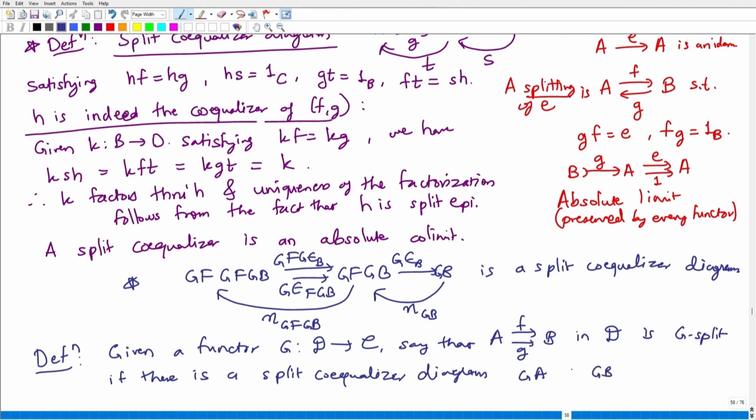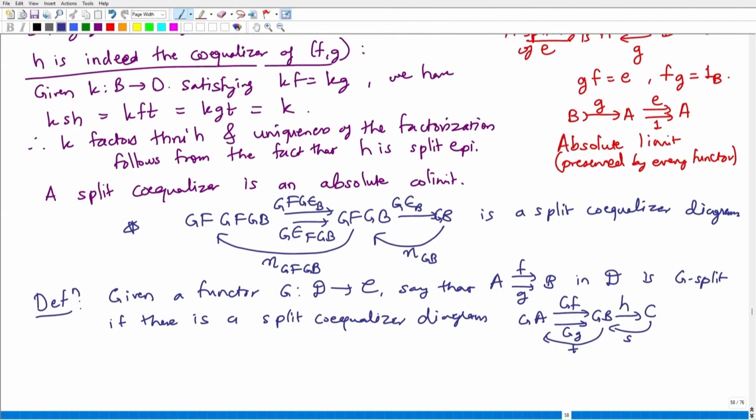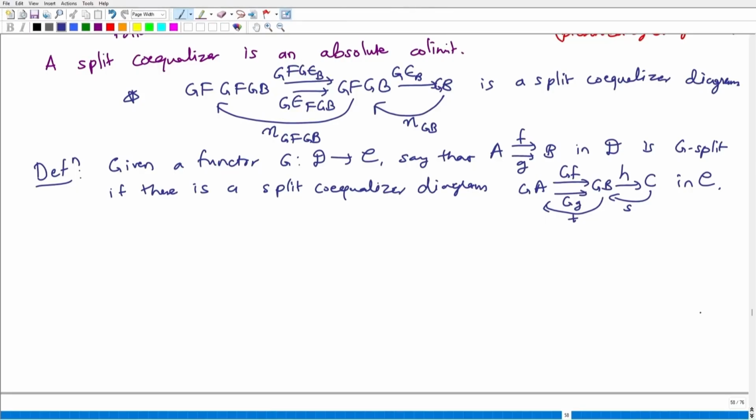GA, GB, GF, GG, and then some C. It doesn't matter whether this C is in the image or not, that's not important, but some S and some T. There is a split coequalizer diagram in C. So when you take this parallel pair of arrows and map it under G, it has a split coequalizer. That's what we have written here.